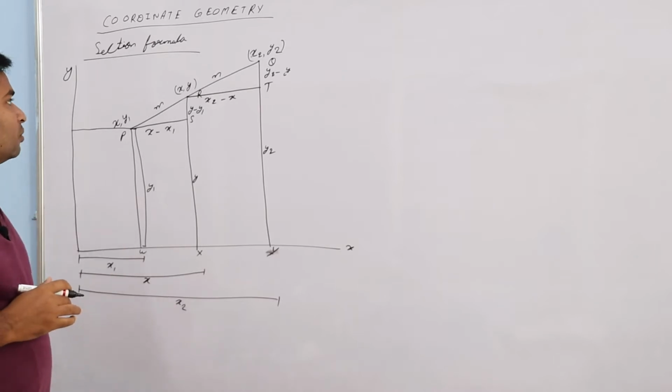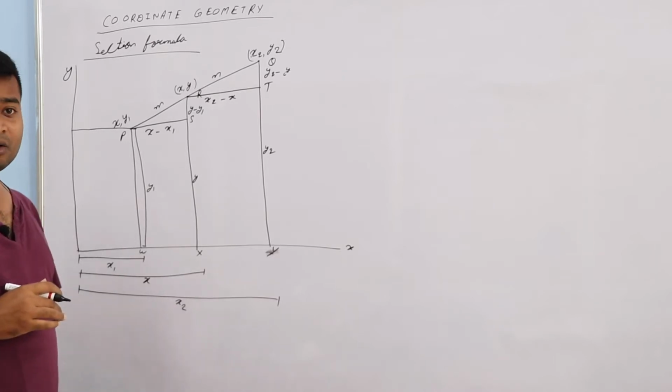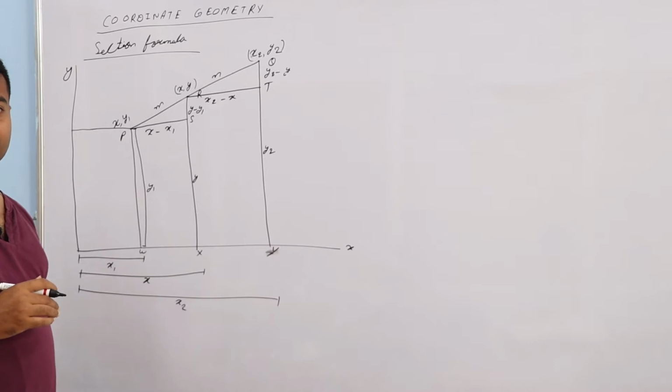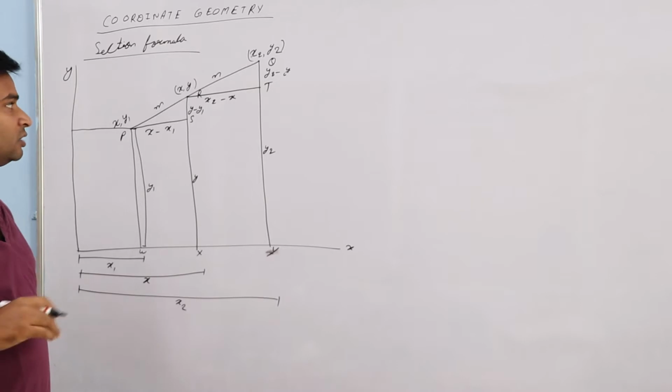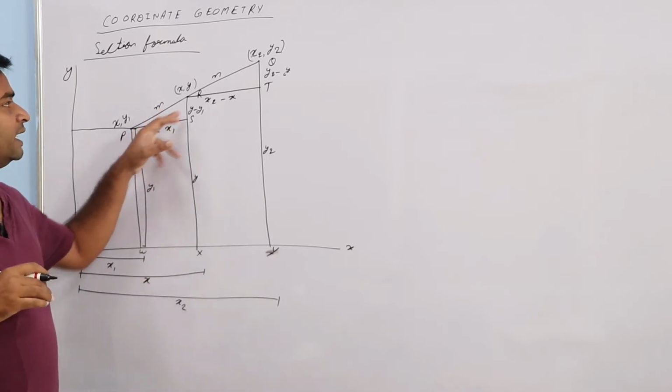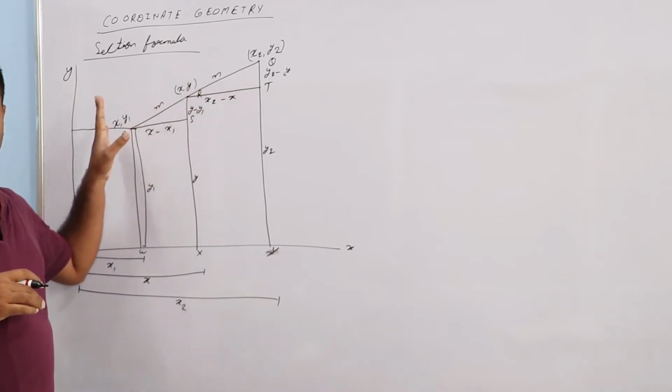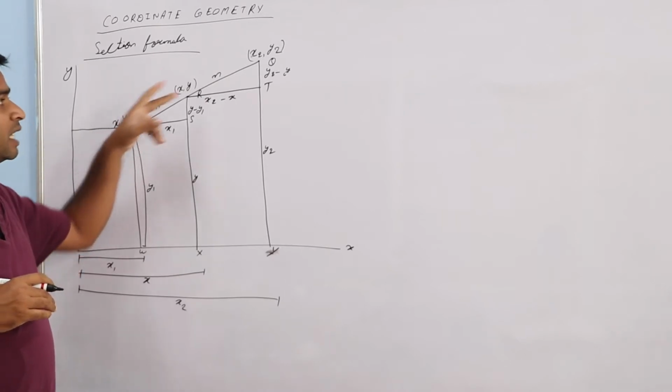Now a little bit of triangle knowledge you should have here. Triangle, basic proportionality theorem. That theorem says if any two angles are equal, these two triangles can be called similar.